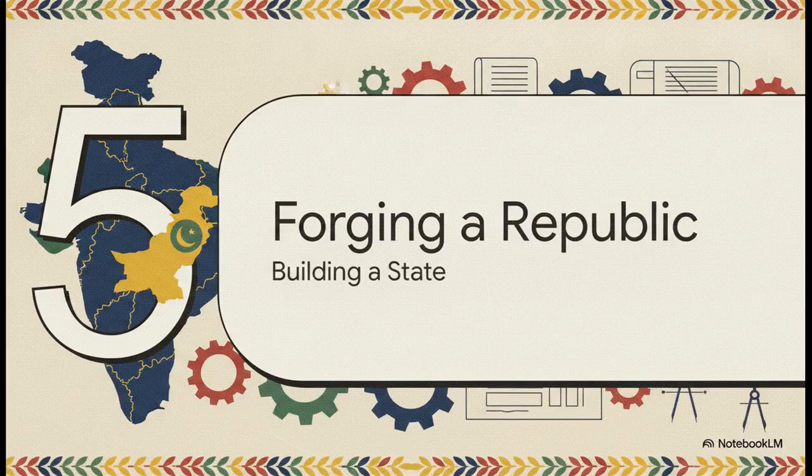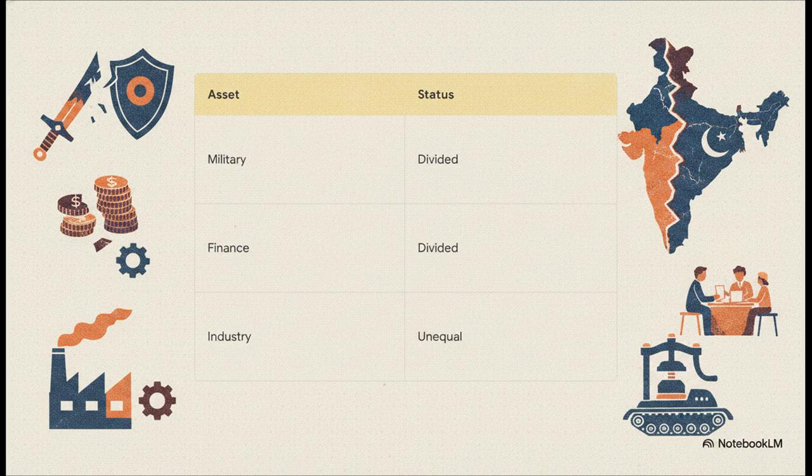Finally, Section 5, Forging a Republic. Because winning independence, that was just step one. Now they had to build a state. Imagine having to split up an entire empire's assets overnight. That was the daunting task of state building. Everything from the old British Raj had to be divided. Military equipment, financial reserves, civil servants, you name it.